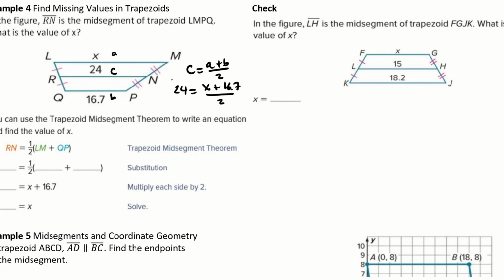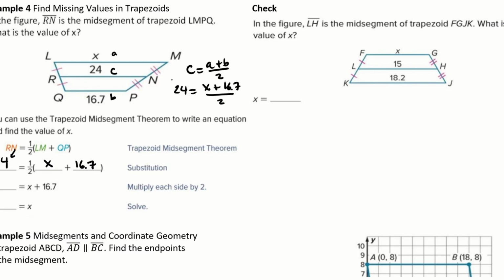All right, so in a formal setting, RN is C, and it's half of the length of the bases. So RN is 24. So we're going to do a substitution where we replace that. LN is X, as I said earlier, and then this is 16.7. It's exactly what I wrote here. It just looks a little different, but it's the same thing.